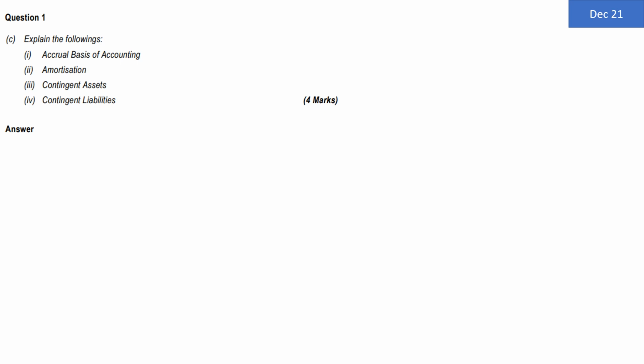C1. Accrual basis of accounting. Now you all are aware of the 3 fundamental accounting assumptions: going concern, consistency, and accrual. Accrual means recording the transactions as and when they arise. The actual movement of cash is not important. When the right to receive something or an obligation to pay something arises, then the same is required to be recorded immediately. Movement of cash may take place at a later point of time in future.